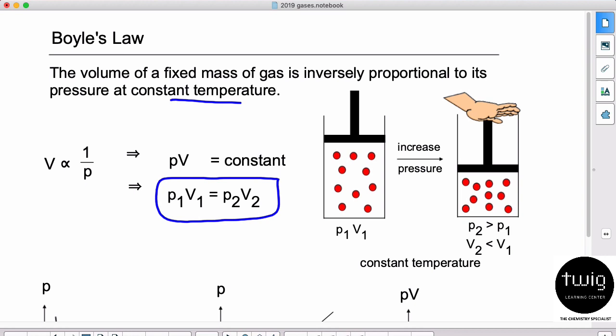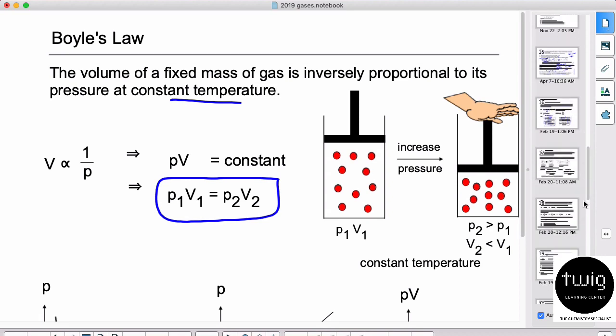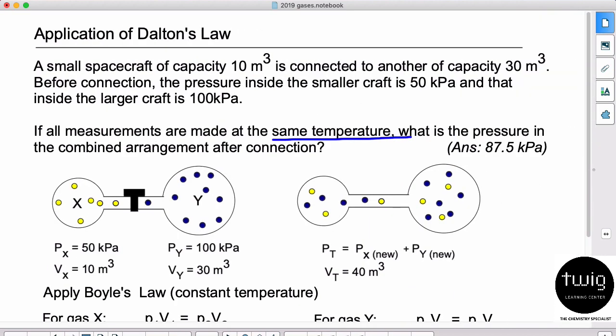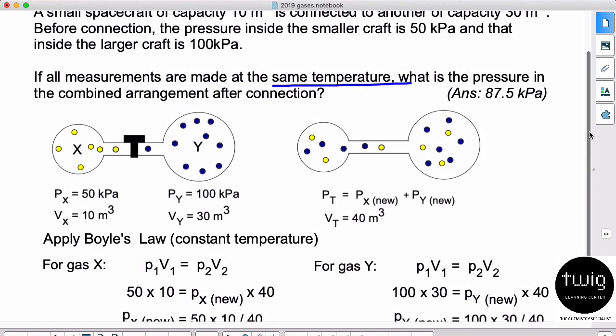Okay, we're going to apply this one in this example. Very easy, I'm going to just show you very quickly. So over here, what it means is this. I have two gases here, one gas X and gas Y.